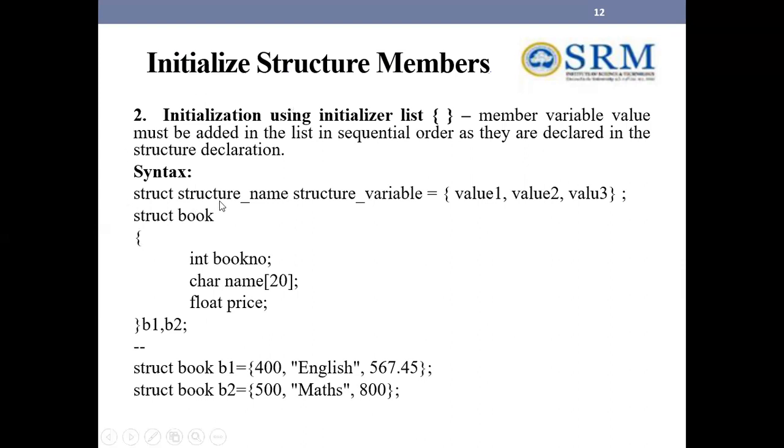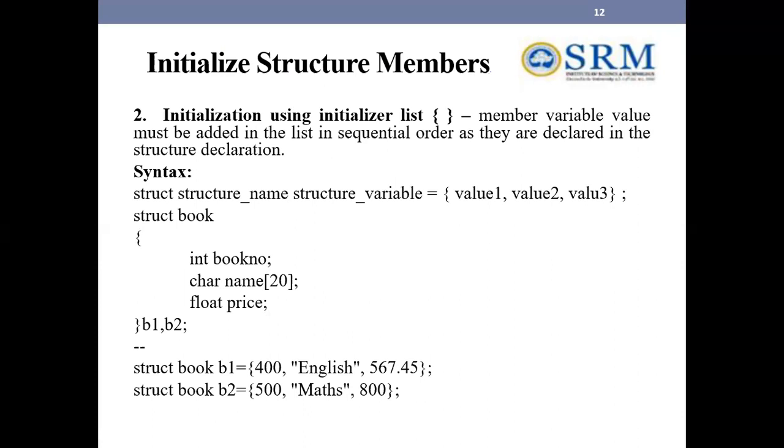And also we can assign multiple values in one statement by using a list, with curly braces. Member variable values can be added in the list in the sequential order in which they are declared in the structure definition. For example, the syntax is struct name, structure variable equal to value 1, value 2, and value 3.